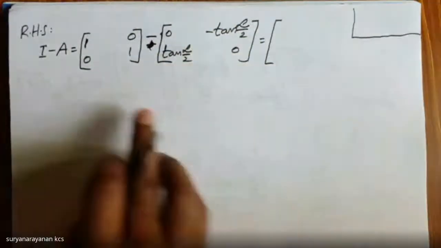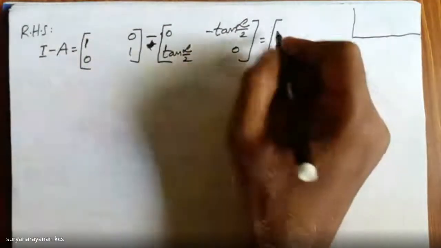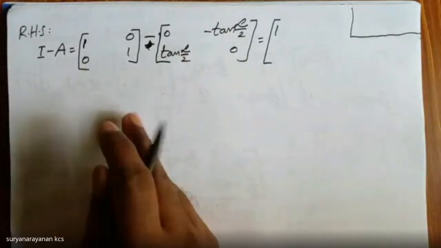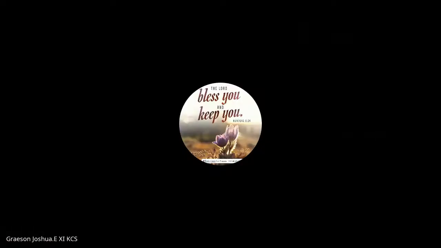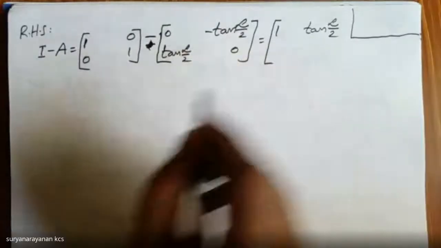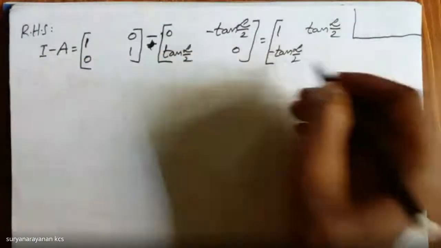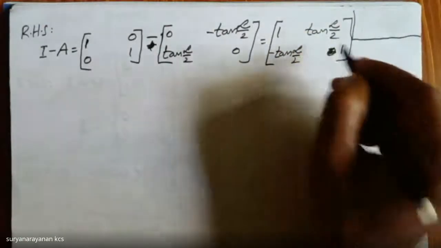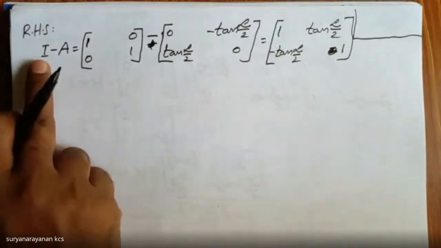Now can you tell me the difference of these two matrices? 1 minus 0, 1. 0 minus of minus tan alpha by 2. What will you get here? Tan alpha by 2. Very good. 0 minus tan alpha by 2, minus tan alpha by 2. 1 minus 0, 1. This is I minus A. Within the brackets, this is the given expression, I minus A.